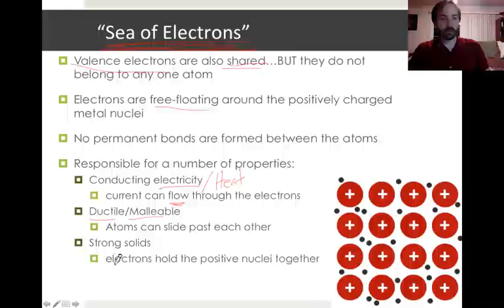And last but not least, they form really strong solids because you have this really strong electrostatic attraction, meaning positive attracted to all these negative electrons that are floating around in a sea.